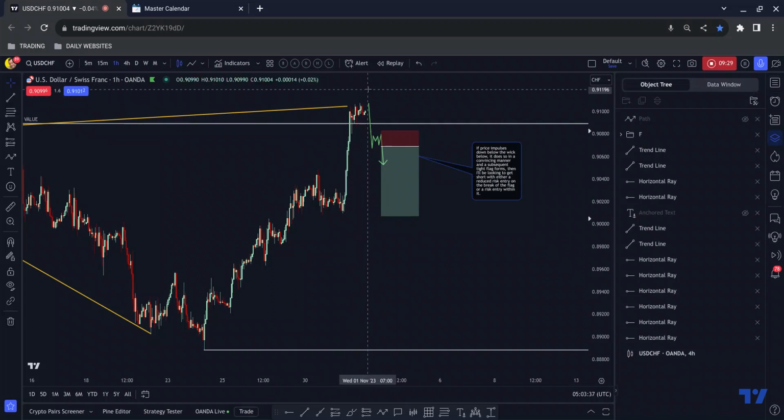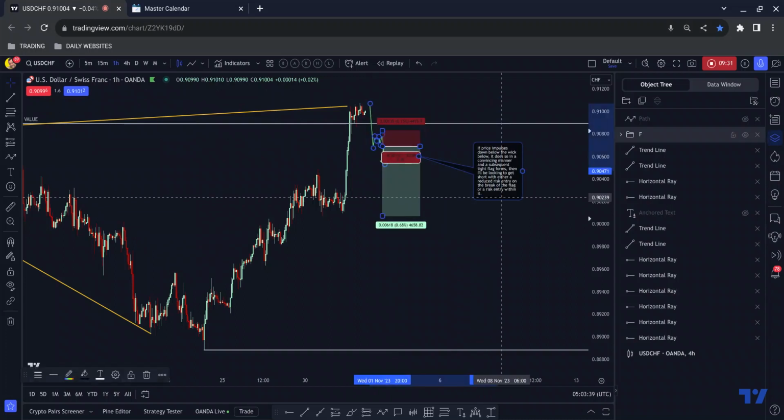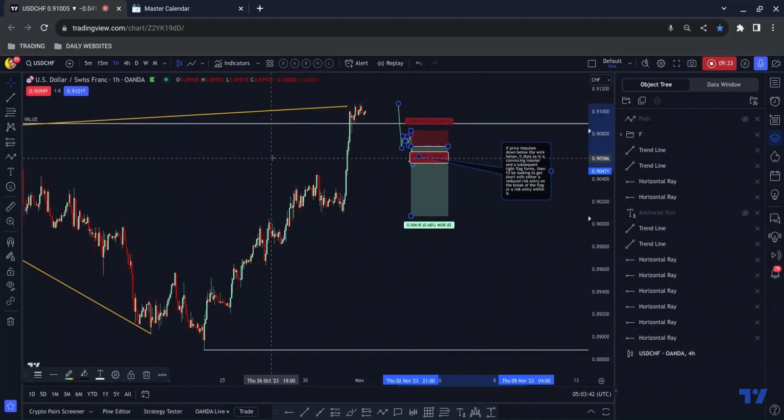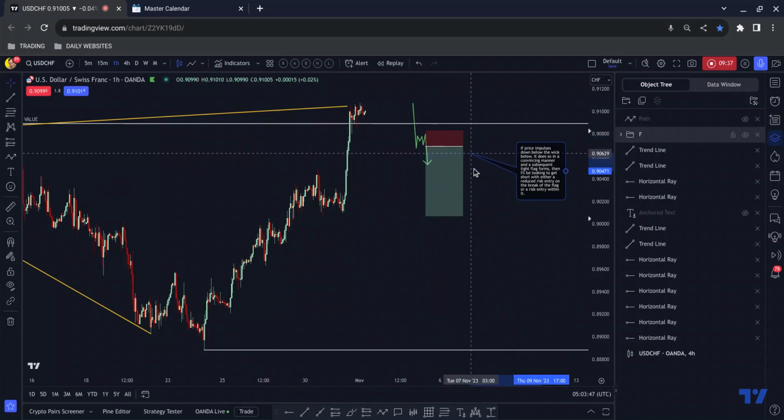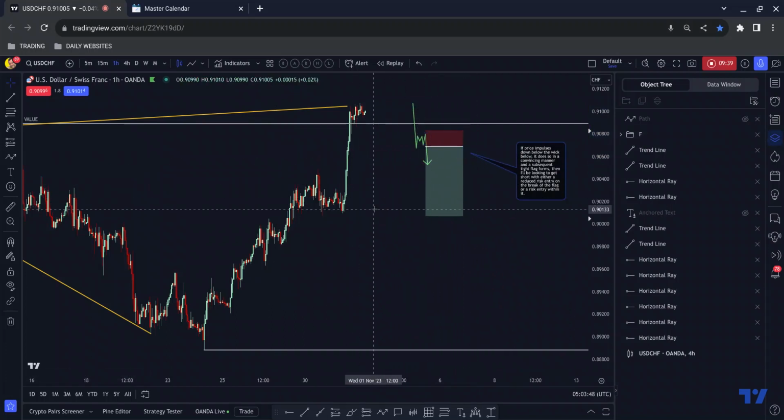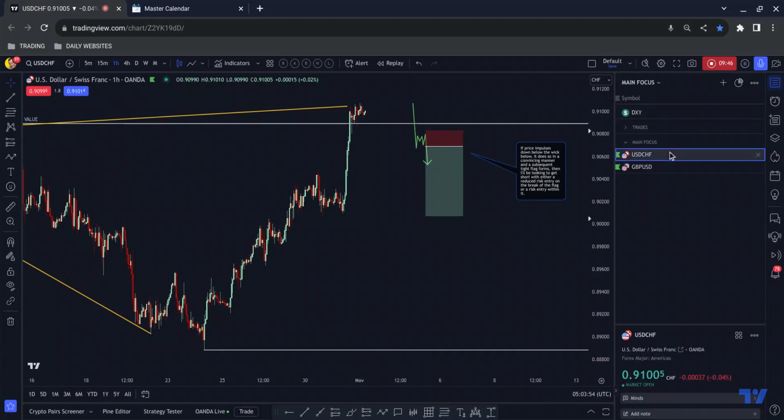I'm going to leave this forecast on the chart, so I'm just going to move it over ever so slightly, so that if an entry shapes up, I have enough room to put another risk to reward tool on the chart for the actual entry itself. So that is dollar Swiss.